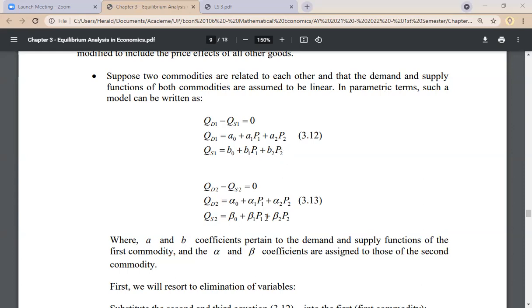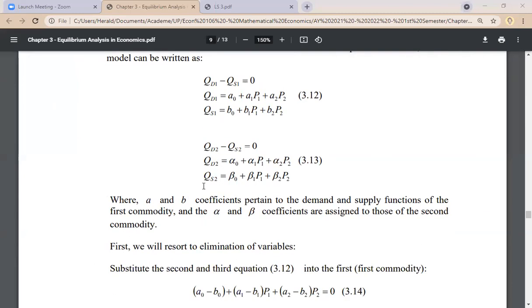For the third one here, this tells us as well that the demand of the second good is also dependent on the prices of the other good, which is the first good, and its own price, or the second price. And the same goes for the supply function of the second good. It's dependent on the first price, or the other price, and also its own price, the second price.